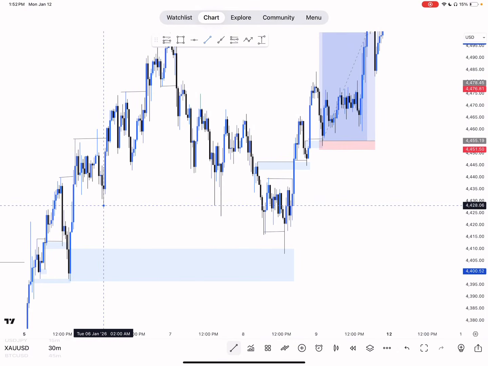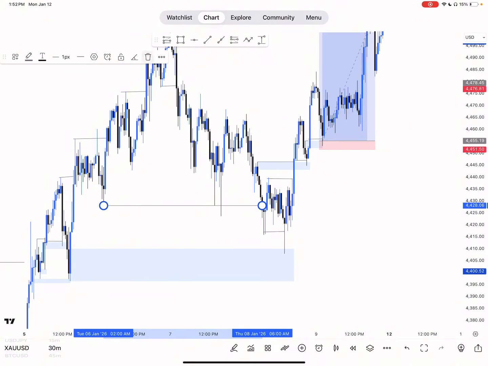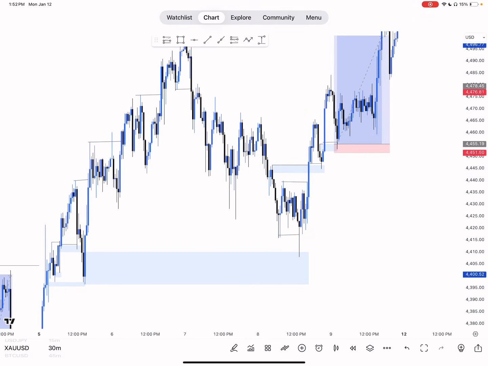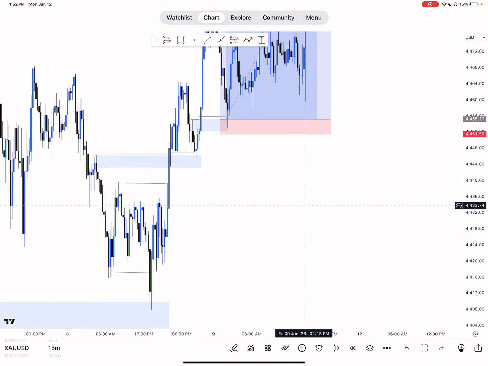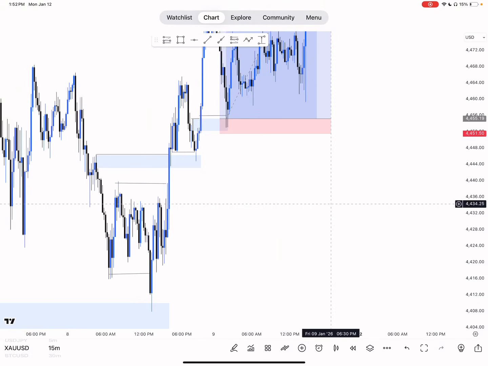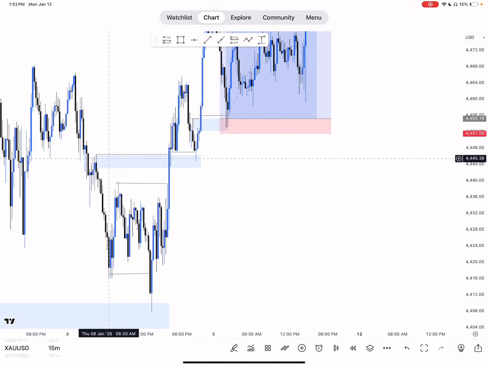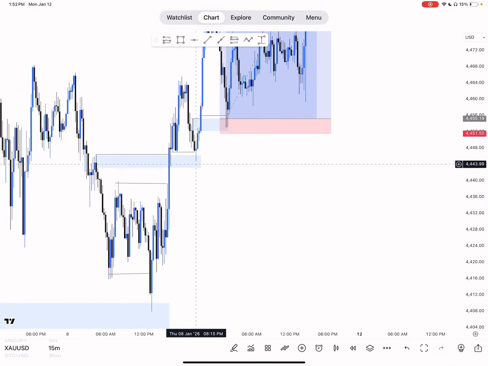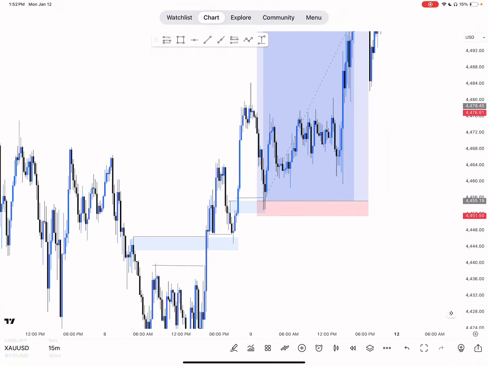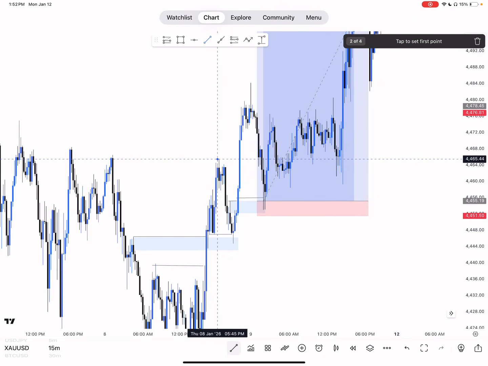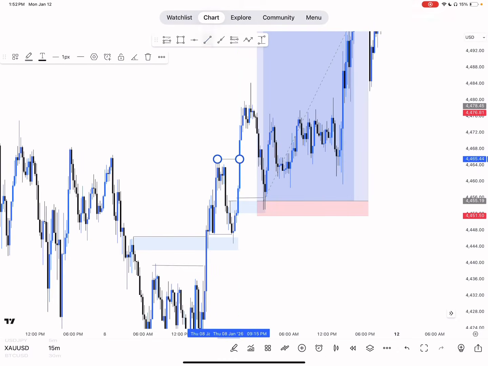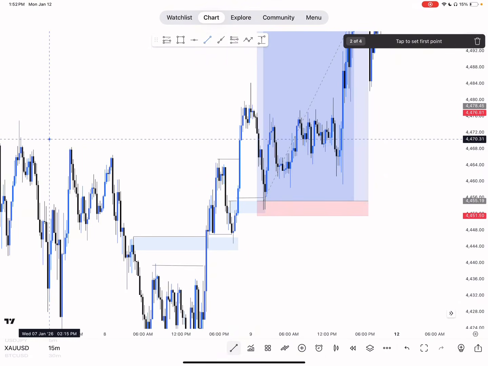This break at this point, then this pullback, then the next entry is our point of interest. So I won't pay attention to market structure shift at this point again. Now let's scale down to 15 minutes. On 15 minutes, after this structure has been completed, it was more clear on 30 minutes. So then the market broke this high, and this high here.